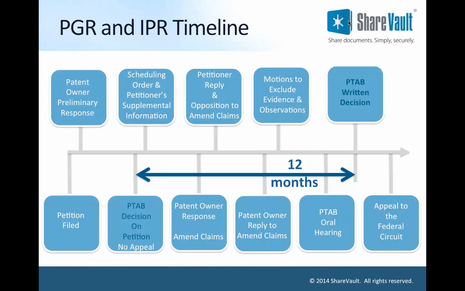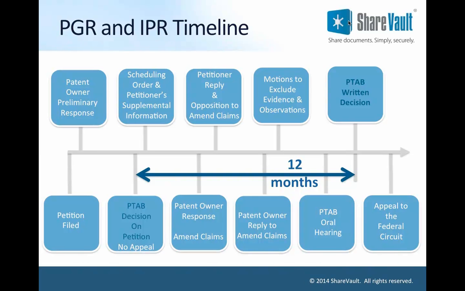Now, the 12-month period, which I mentioned before, this is a very quick proceeding. It's much shorter than a civil proceeding. The whole thing is over within 12 months. That 12-month period is marked from the time the decision is made until the time the PTAB issues a written decision. This 12-month period can be extended up to another 6 months, so it can go up to 18 months. But it's relatively short, and it's much shorter than it would be in litigation, which of course could go on for several years.